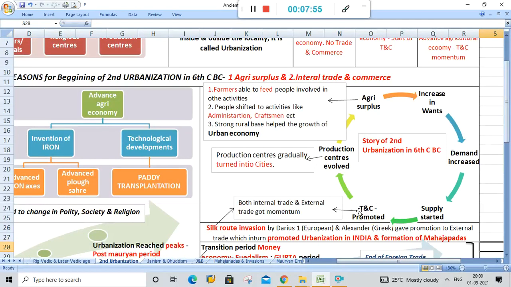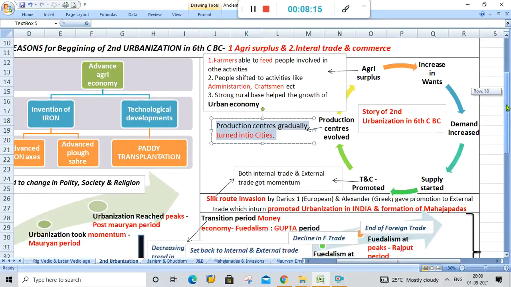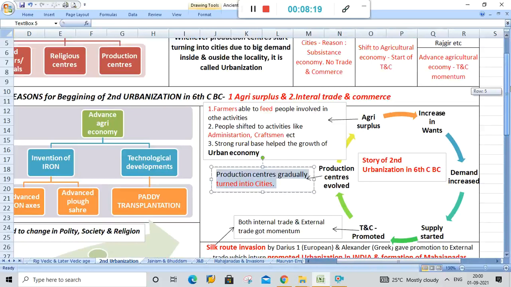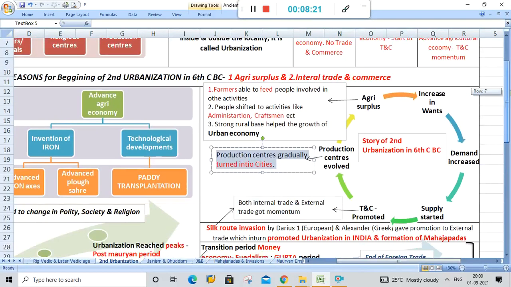So trade and commerce was promoted, then production centers evolved due to trade and commerce. Production centers gradually turned into cities, as I have explained before. If there are production centers, there will be amenities. If there are amenities, people will come there and settle down. And that will give rise to the formation of cities. And these cities are nothing but Mahajanpadas, which we are going to study next class. So that is about the second urbanization and the introduction to Mahajanpadas.